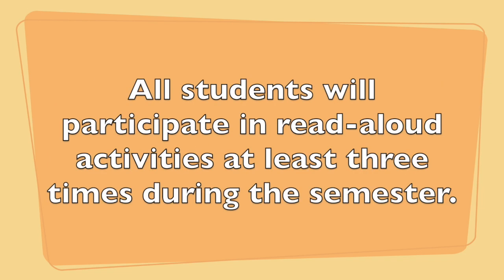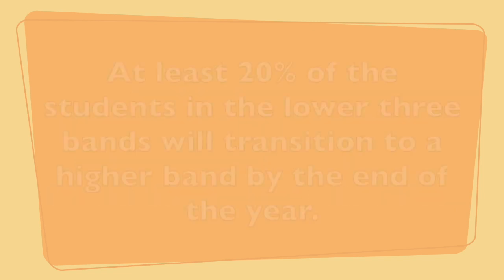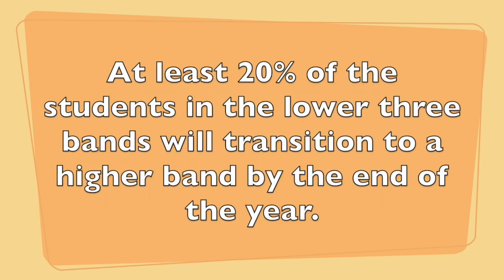A second SMART goal is that all students will participate in read-aloud activities at least 3 times during the semester. And finally, we want to ensure that at least 20% of the students in the lower 3 bands will transition to a higher band by the end of the school year.